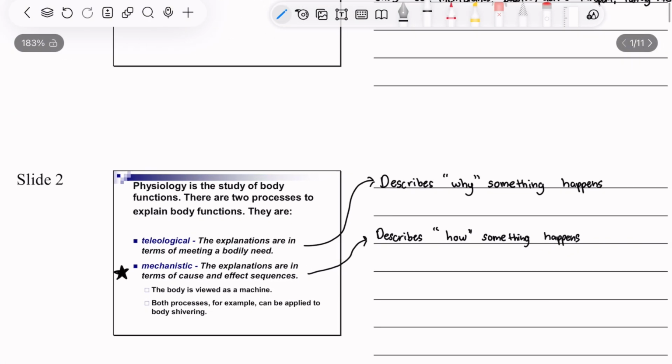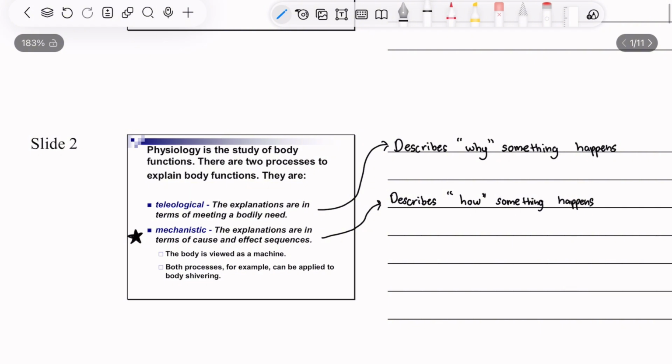Physiology is the study of body functions. There are two processes to explain body functions. They are teleological, in which the explanations are in terms of meeting a bodily need, and mechanistic, in which the explanations are in terms of cause and effect sequences. The body is viewed as a machine, and both of these processes, for example, can be applied to body shivering.